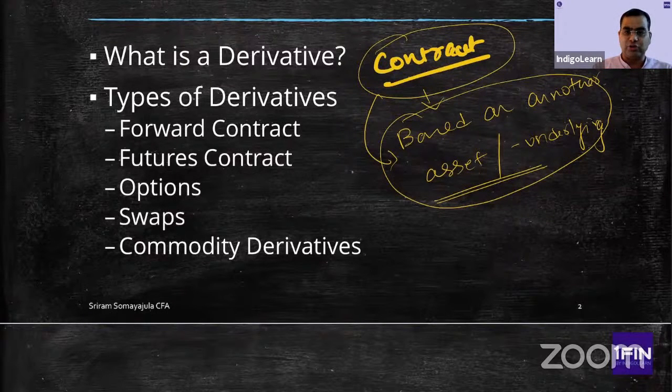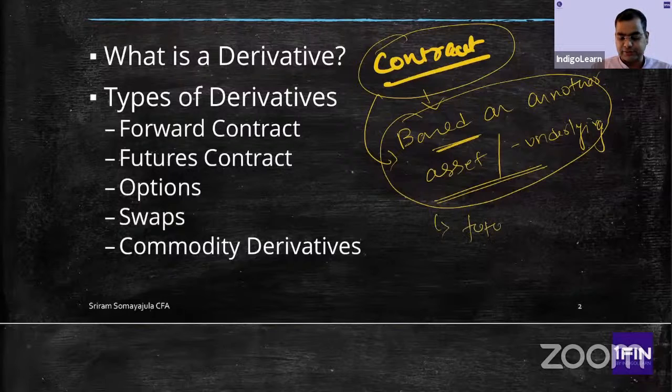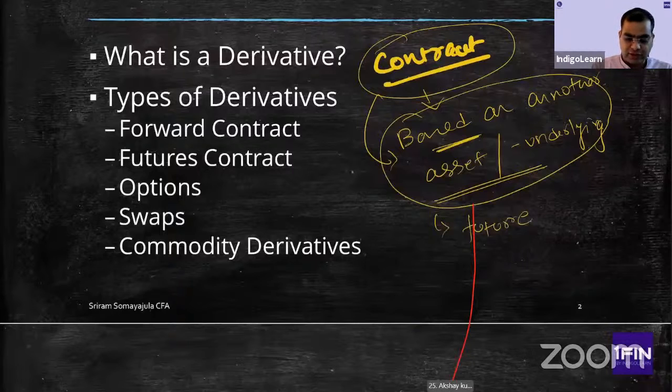We are not referring to a stock. We are not referring to a bond, or to gold. We are not referring to a commodity. We are referring to a contract which is built on those assets like stocks or bonds or commodities or gold or metals or whatever it is. Right? We are referring to a contract which is based on them. And it is typically for a future date.